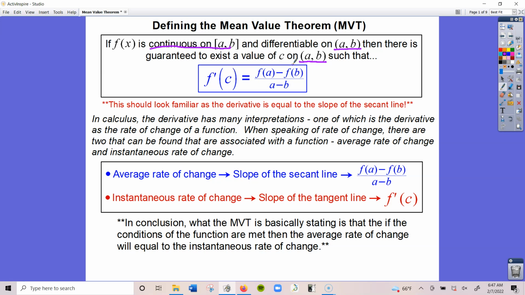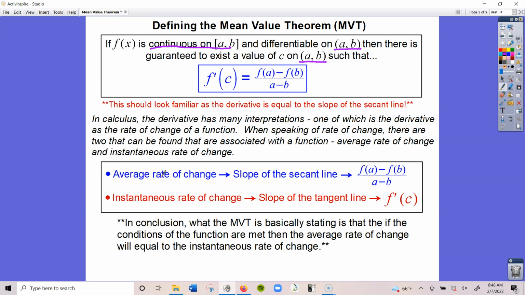to the slope of the secant line, which we've done before. We've done the slope of the secant line before, we've done the derivative before, so all the mean value theorem is stating is that these two things are equal, since we have learned in the past that the slope of the tangent line is very, very close to, if not equal to, the secant line. So a couple of things to keep in mind.